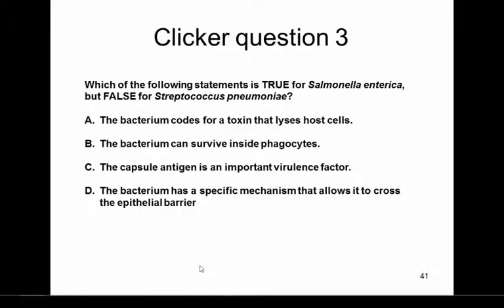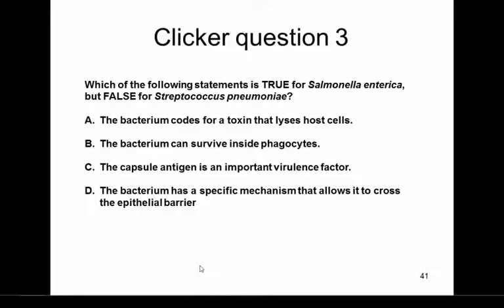Everybody decided? Okay, so A, codes for a toxin that lyses host cells. Who says that's correct? Who says it's wrong? You're right, it's wrong. So it's true for Streptococcus pneumoniae, false for Salmonella. B, bacterium can live inside phagocytes. Is that correct? Who says it's false? Okay, it's true for Enterica and not true for pneumoniae.